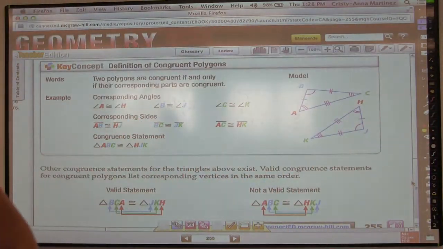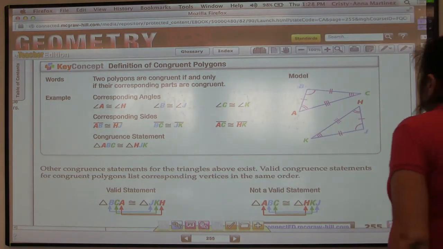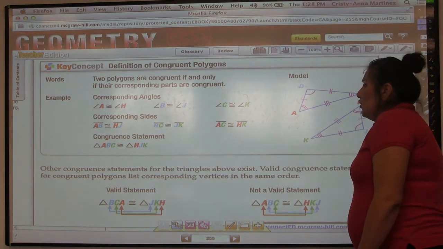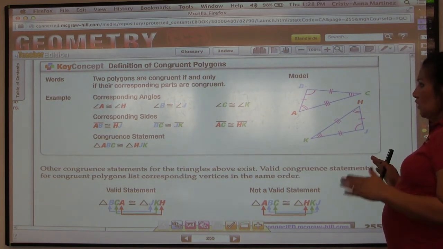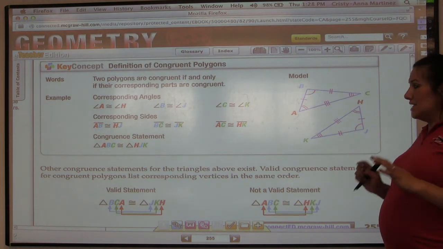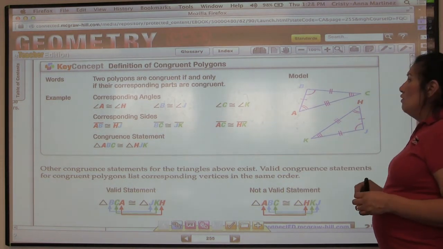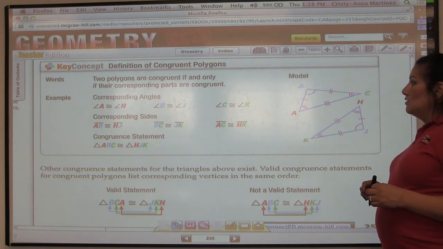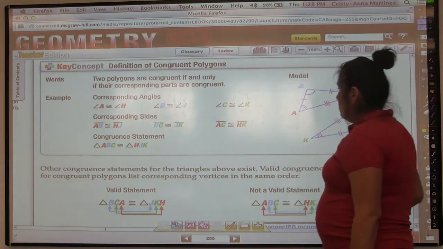Excuse me, sorry about that. Two polygons are congruent if and only if all of their corresponding parts are congruent. Everything's color-coded here, and for that to take place, it means there are actually 6 parts to the triangle. There are 3 pairs of angles, and there are 3 pairs of sides. So what we have here is 6 different statements, and they're all color-coded.